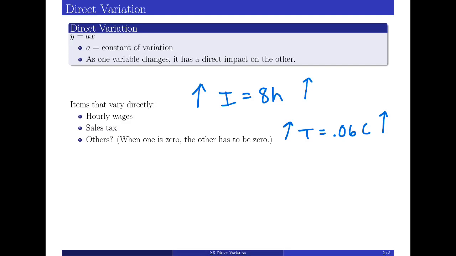One thing that makes direct variation a little bit more specific is that if one of them is 0, the other has to be 0, because there's no y-intercept to add anything when x is 0. So if one of them is 0, the other has to be 0. Otherwise, that's not a direct variation relationship.